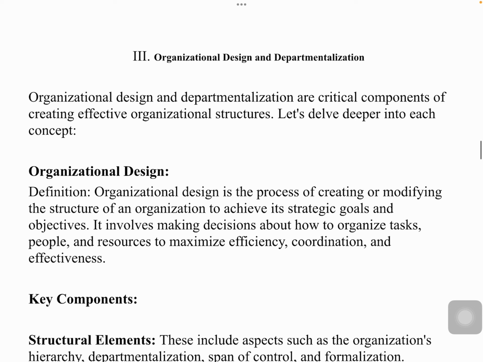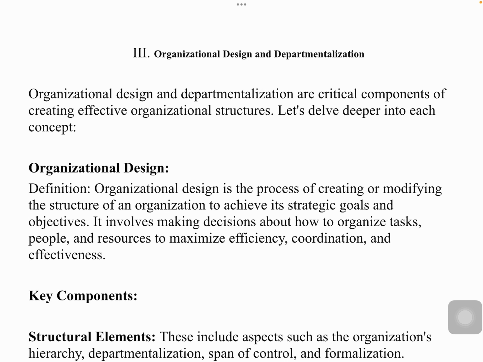So, next, we have the organizational design and departmentalization. So, organizational design and departmentalization are critical components of creating effective organizational structures.